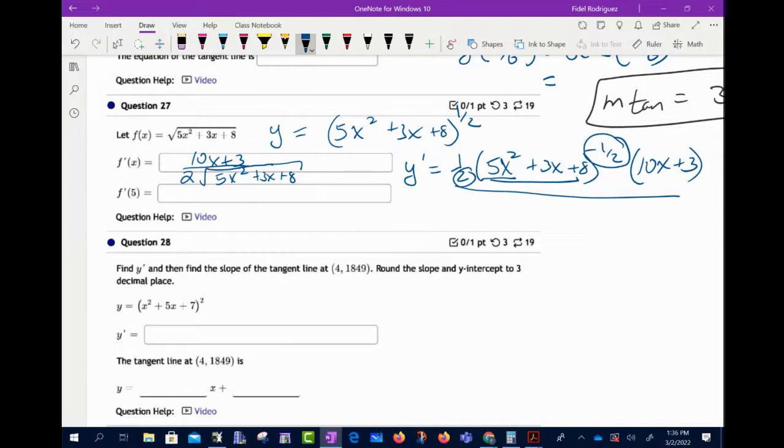There you go. Guys, what are we going to do now to evaluate it at 5? Plug in chug at 5, right? So I can leave that part to you guys. I know you know how to evaluate at 5, but that's what we need to do.